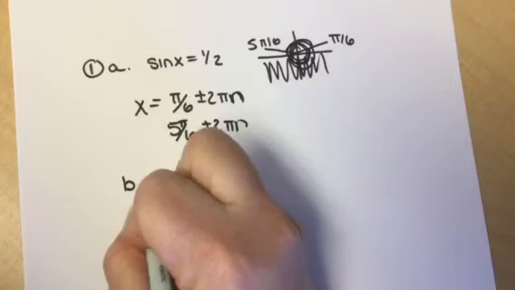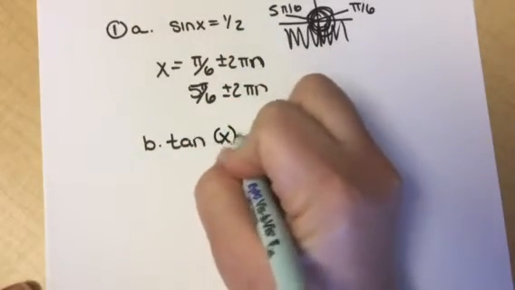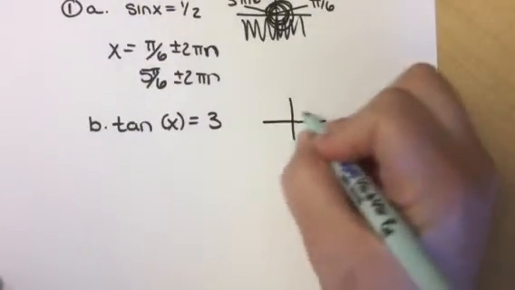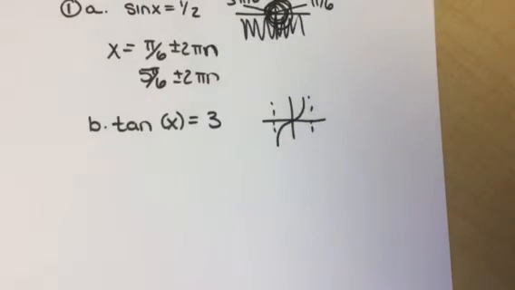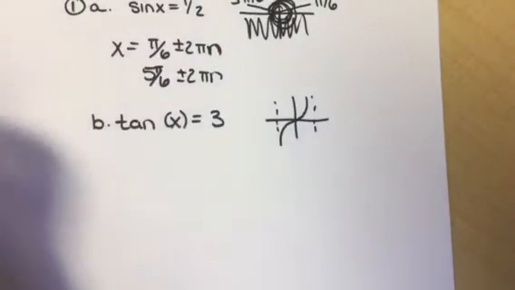Letter B says that we have tangent of x equals 3. And if you think about the tangent graph for a second, it had two asymptotes and it did this. So we know somewhere along the line tangent's going to touch 3. But when we did our little table to graph tangent, we had 0, 0.61, 1.7, and undefined. None of those are 3. So this is where we have to use our calculator.